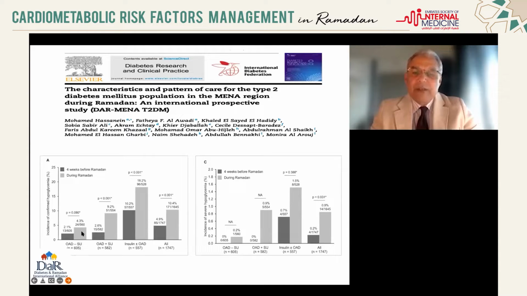Here is without sulfonylurea during Ramadan. So it increases as well, it doubles. On sulfonylurea, it more than doubles, and on insulin, it significantly increased. Severe hypoglycemia is rare in type 2 diabetes, but it does occur, at 0.9% for patients on sulfonylurea and 1.5% for people on insulin with oral therapy. So the overall incidence of severe hypoglycemia during Ramadan was just under 1%, which is pretty low. But of course, this is something we should not take lightly.